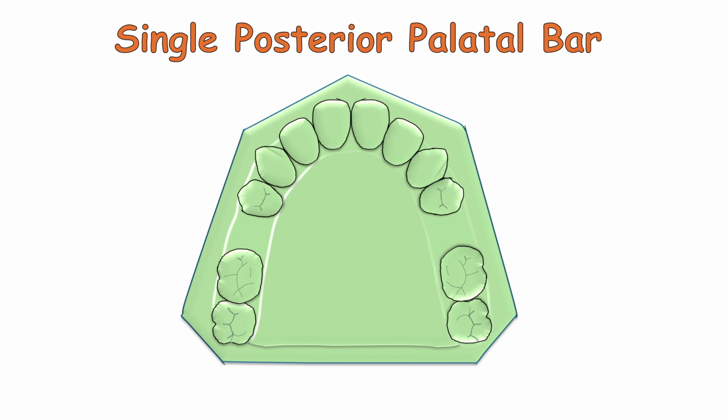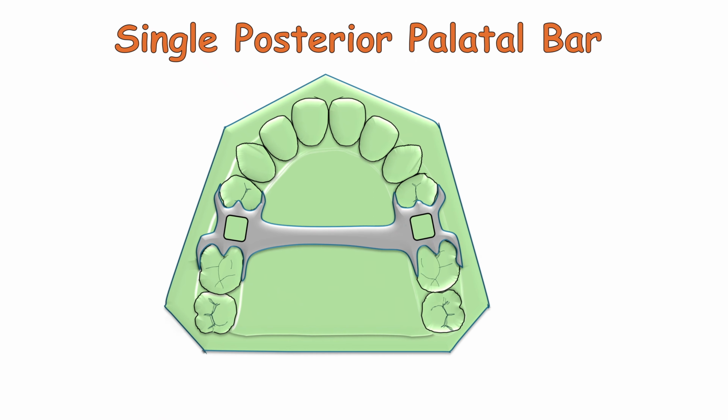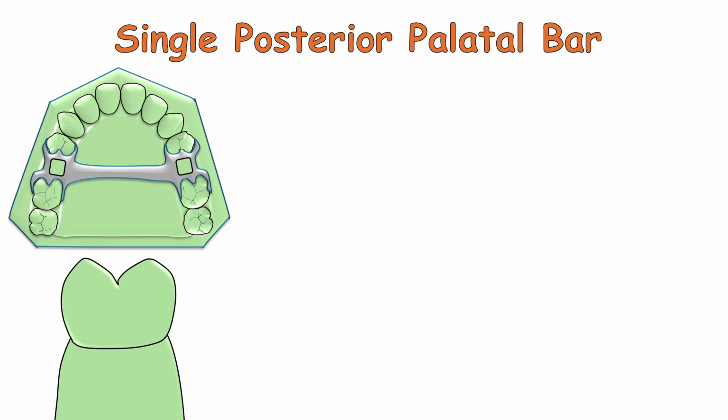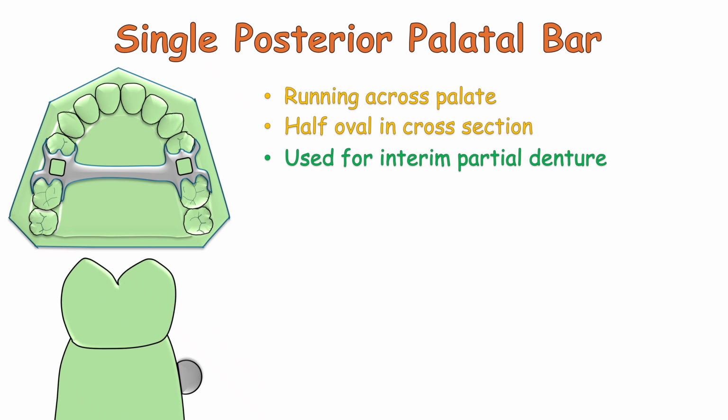The first one is the single posterior palatal bar. This is the single posterior palatal bar. It should run across the palate on both sides. It is half oval in cross section. It is used as an interim partial denture.